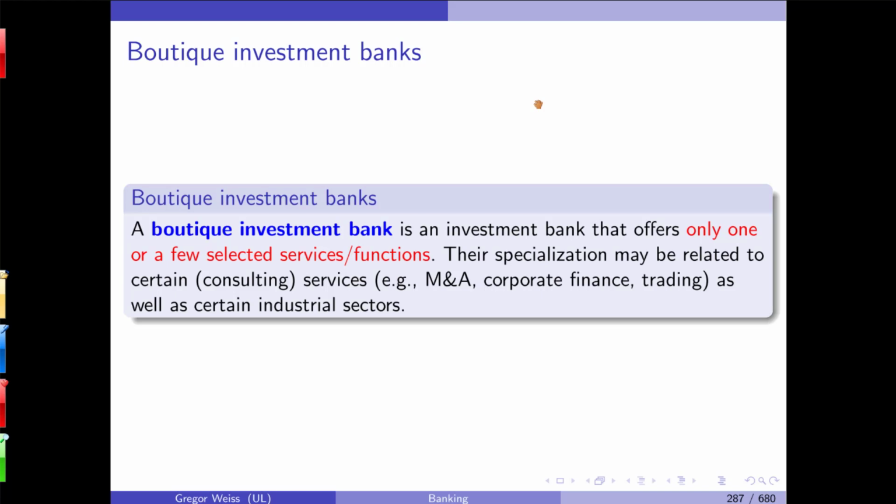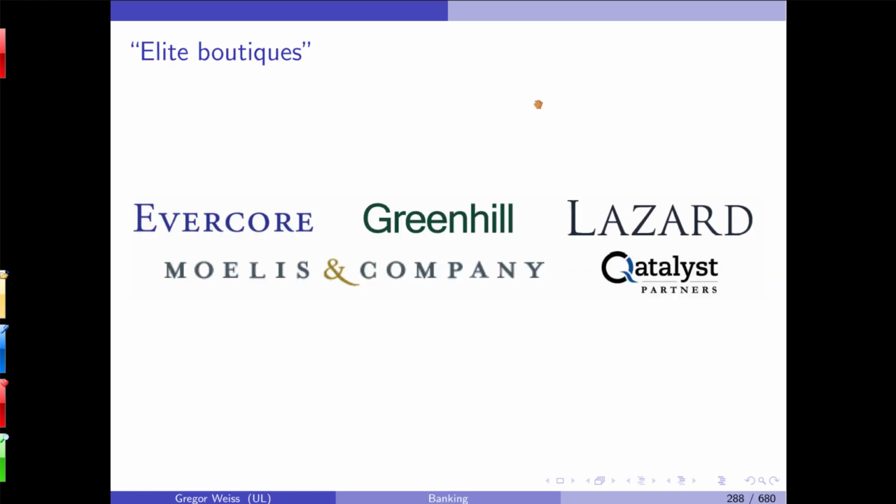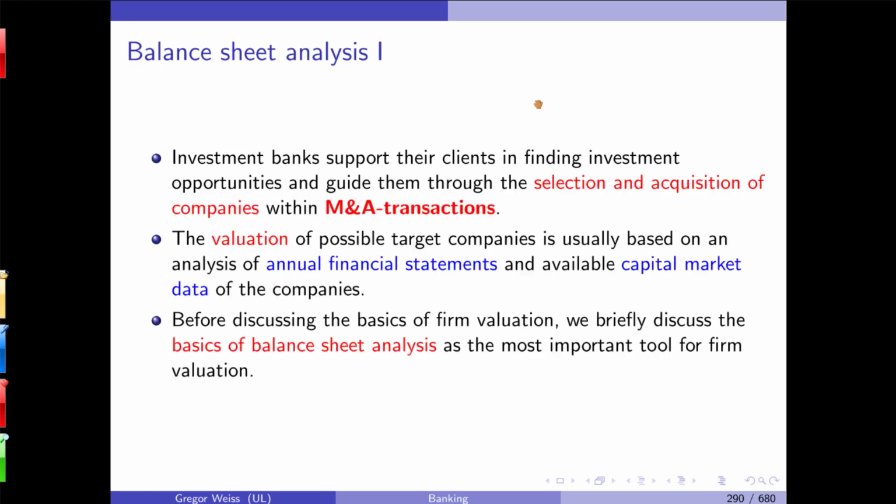boutique investment banks. Some well-known examples: Lazard, Greenhill, Evercore, Centerview, and those are actually called the elite boutiques, because within this group of small investment banks, they're actually the most well-known ones. Okay. What do you do in investment banking? I have to say that when I prepared my class on investment banking at the master's level, I had a very difficult time finding a good textbook on investment banking. There is none. I don't think so.